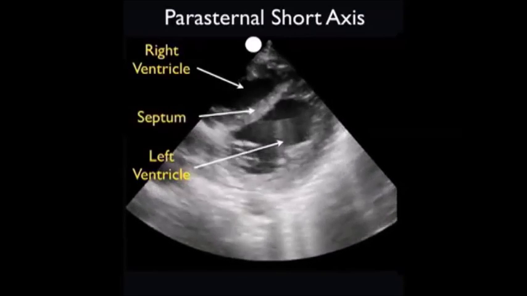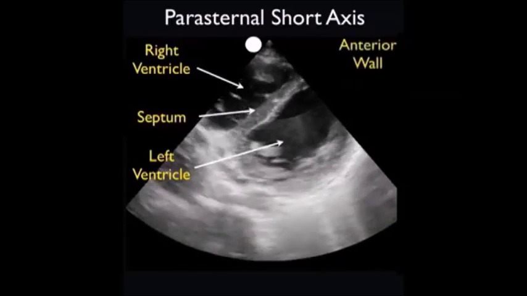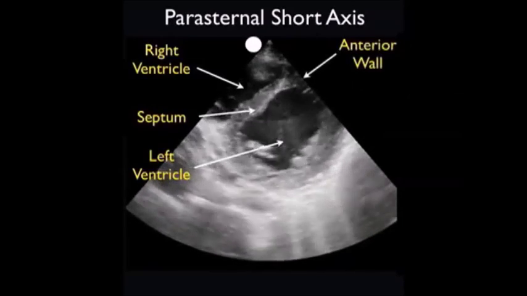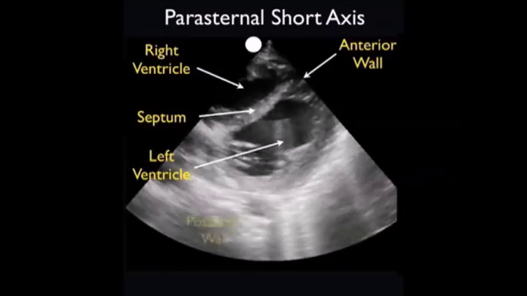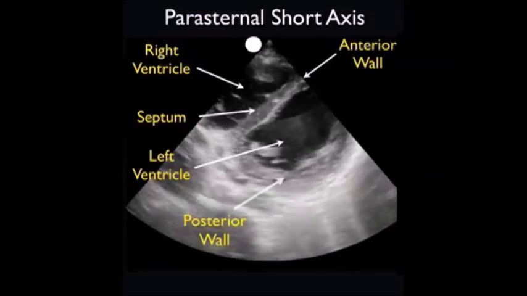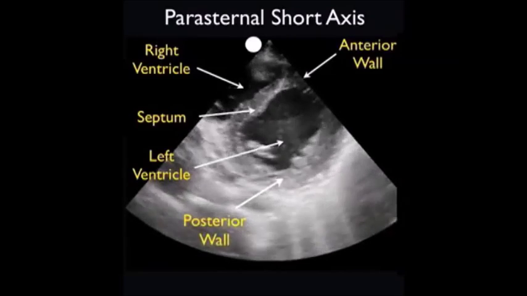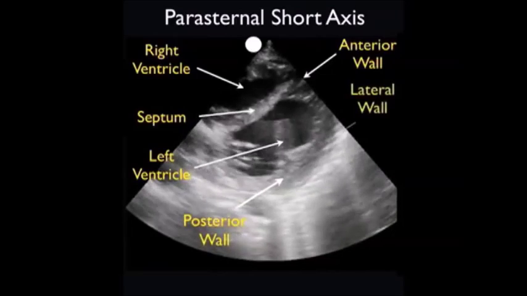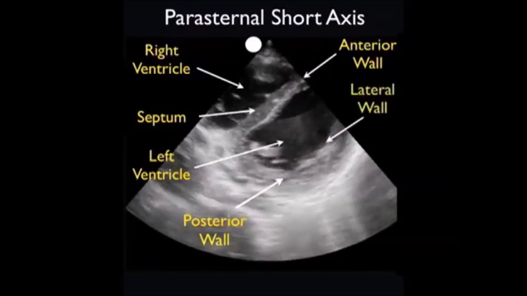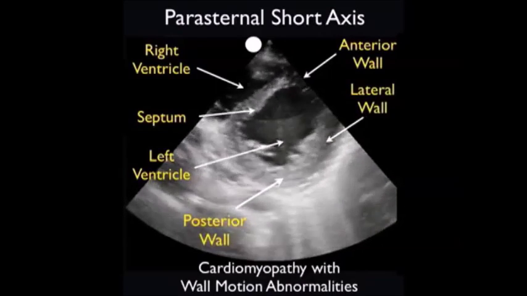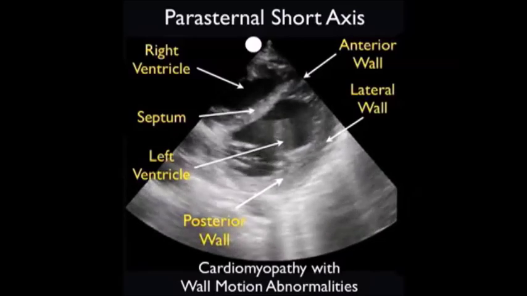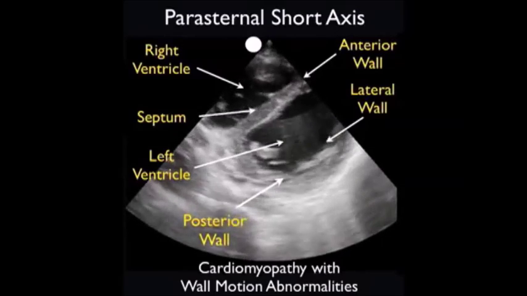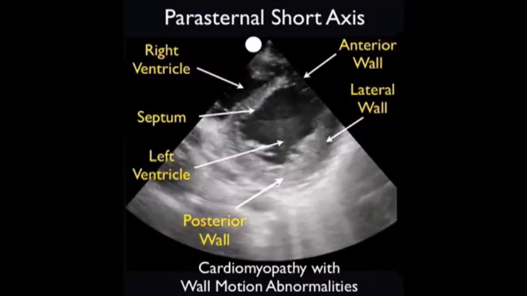For learning purposes, we'll identify the walls of the LV: the septum in between the ventricles, the anterior wall to the top of the screen, the posterior wall to the back, and the lateral wall as shown here towards the right portion of the screen. Now, while I show the walls of the left ventricle here, it's important to realize that the goal of emergency echo at the bedside is to determine overall left ventricular contractility rather than looking for segmental wall motion abnormalities.